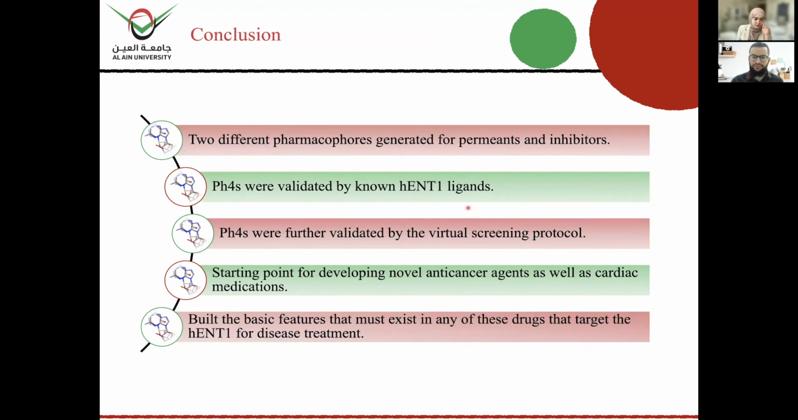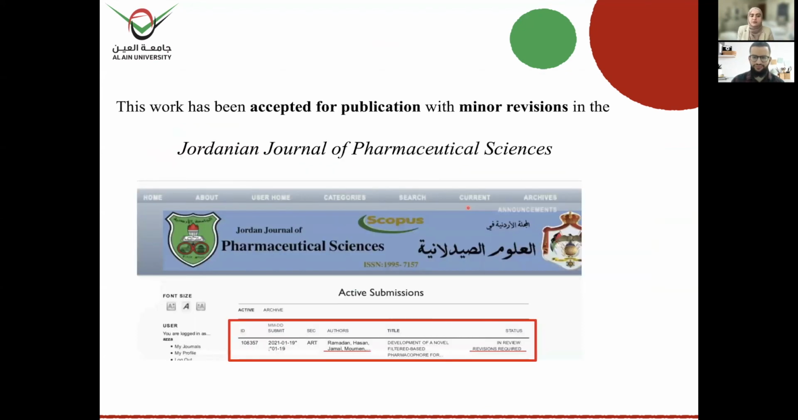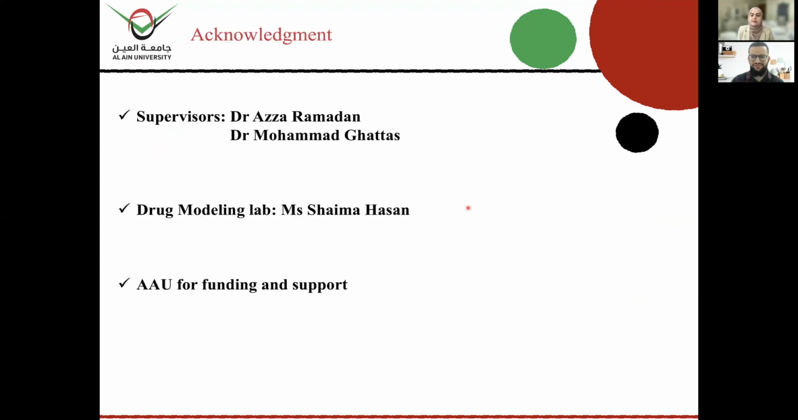In conclusion, we report the successful development of highly sensitive and selective pharmacophoric models for permeants and inhibitors. These pharmacophores could play an important role in developing novel anti-cancer and cardiovascular agents. Also, the study demonstrated a new virtual screening protocol whereby the aforementioned inhibitor pharmacophore was used as a filtration tool. This work has been accepted for publication with minor revisions in the Jordanian Journal of Pharmaceutical Sciences. Thanks for listening to our presentation.